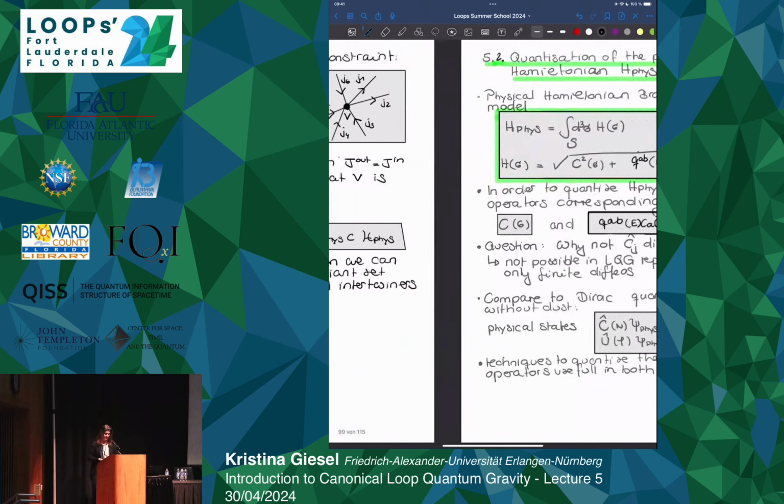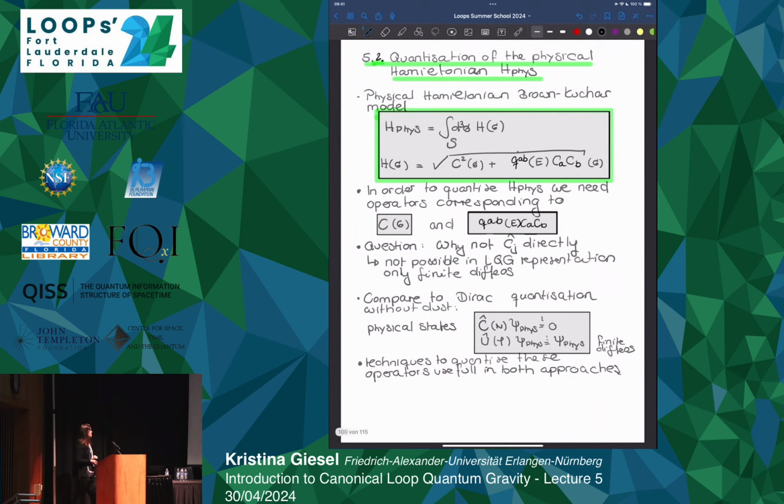And this will be the next part of my section 5, but before I continue, are there any questions? This seems not to be the case at the moment, so maybe let me just continue, and if you have questions later, I'm happy to answer them.